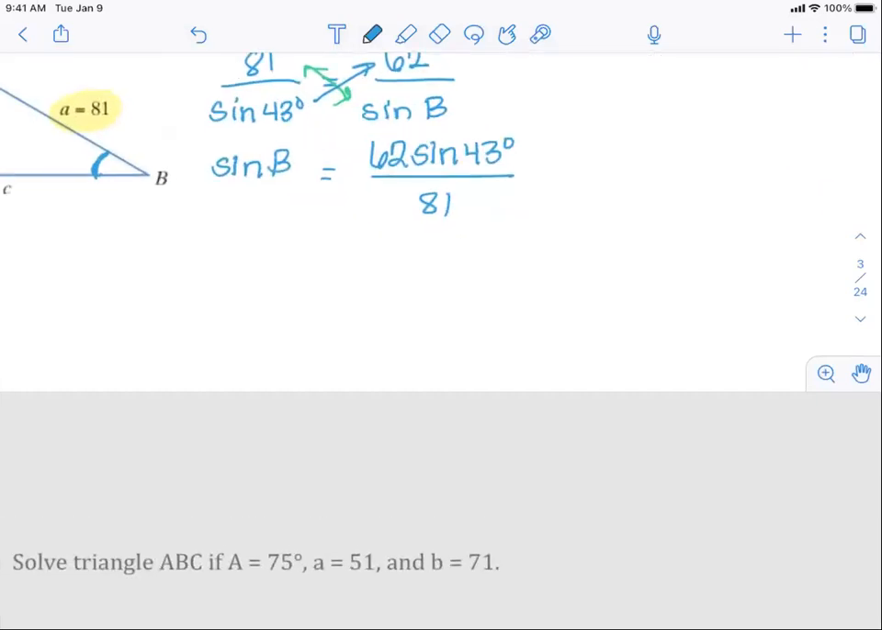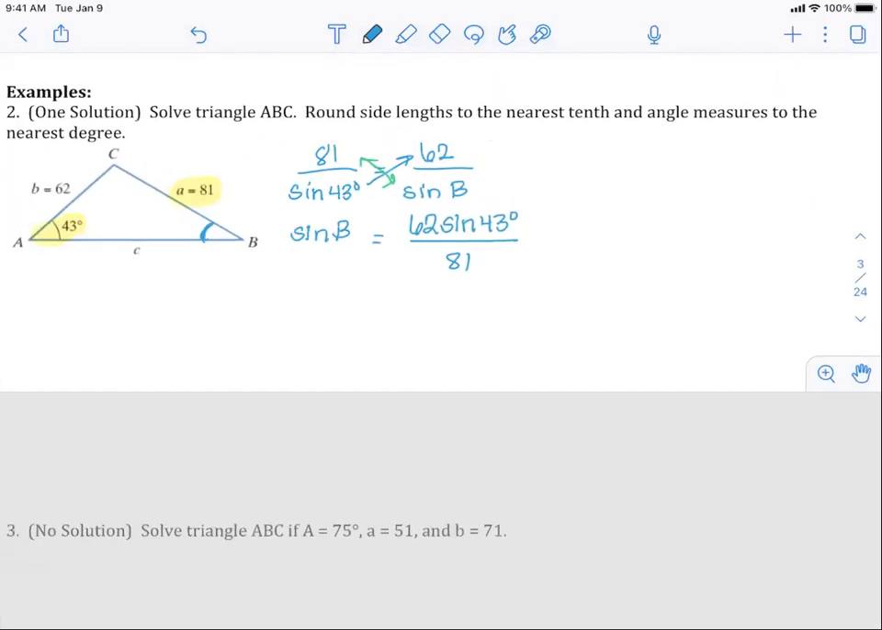All right, so B then, whoops, I keep zooming, is going to be equal to the sine inverse of all of this stuff: 2 sine 43 degrees over 81. That's what you need to type into your calculator. And again, do it all at one time. So go ahead and type that in.